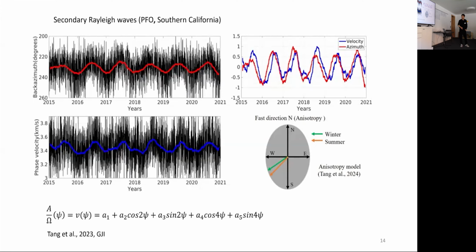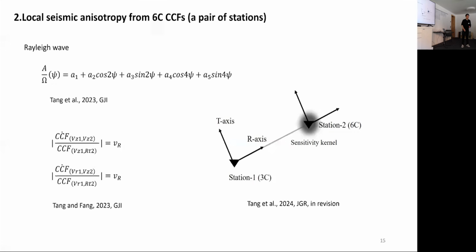It is just one single point measurement. It can provide only limited information on local seismic anisotropy study. So if we consider one pair of stations, what can we do? We have a theory that uses the amplitude ratio to study the azimuth-dependent phase velocity. And we have another theory that uses cross-correlation functions to estimate the velocity. If we use the cross-correlation function in different back azimuths, we can study the local seismic anisotropy.